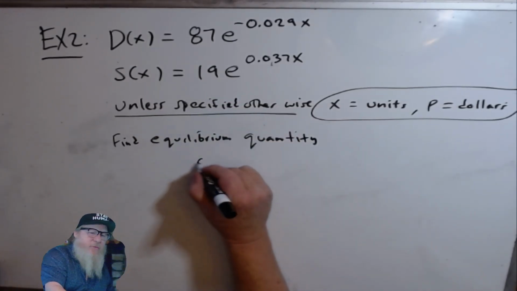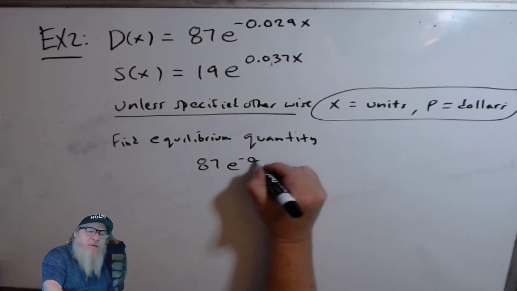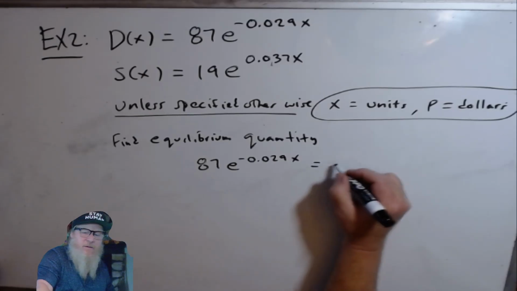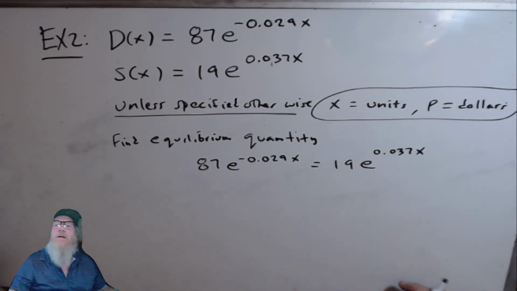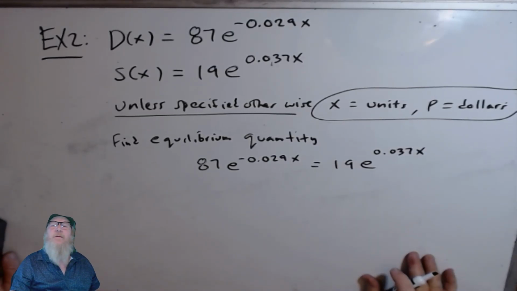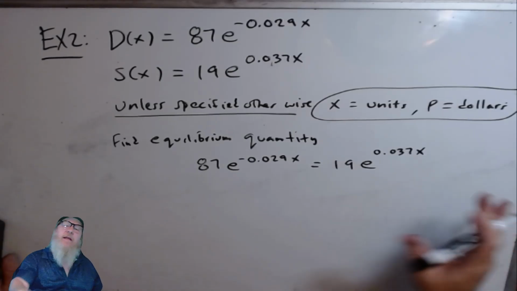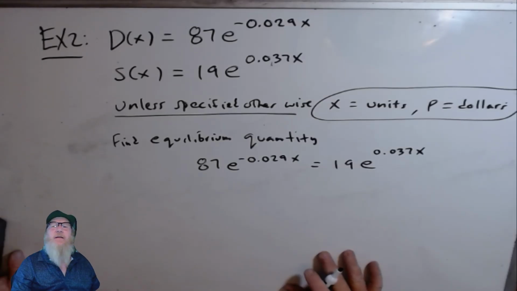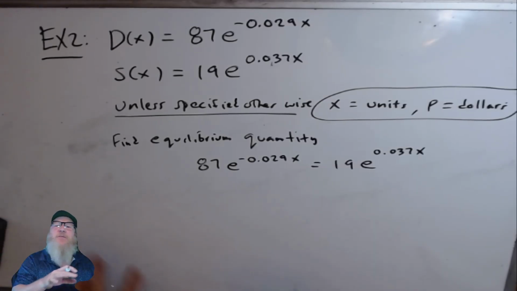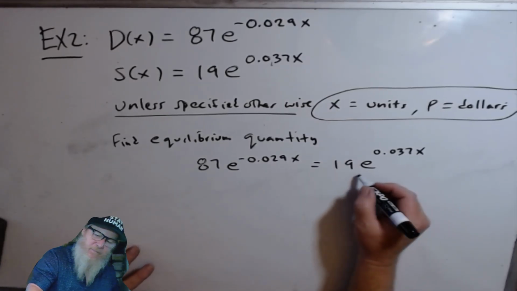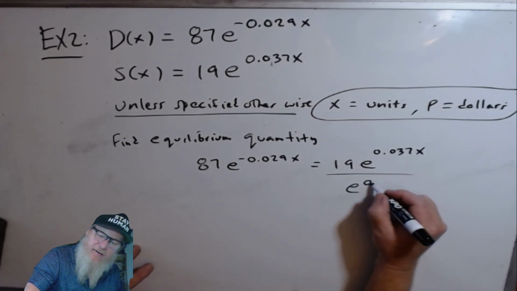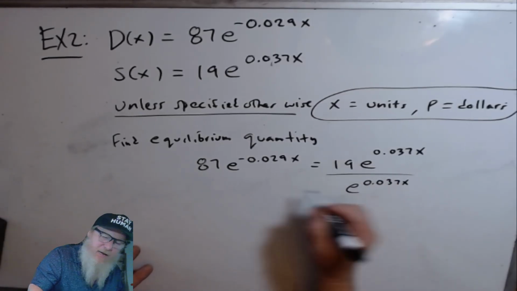So we're going to set these equal to each other, and we want to get all our x's on the same side. It's really up to you which side you want to go to. I'm actually going to go, which way do I want to go? I'll go this way. So I'm going to divide by e to the 0.037x.